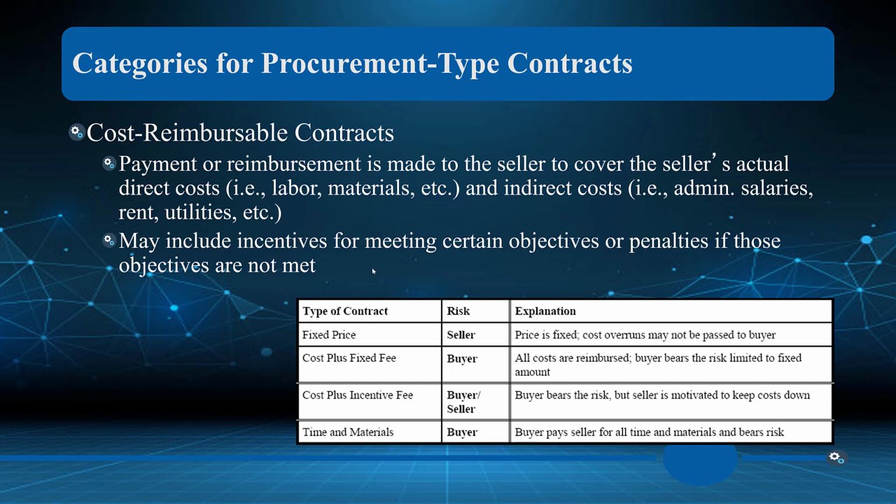So cost plus fixed fee, where all costs are reimbursed. The buyer bears the risk, limited to a fixed amount, okay? So you can see the difference between that and cost plus incentive fee. When we talk about that incentive fee, the buyer bears the risk, and that should make sense to you, but the seller is motivated to keep costs down, okay? Because if we keep costs down, there's an incentive at the end for us doing that, finishing soon, etc.